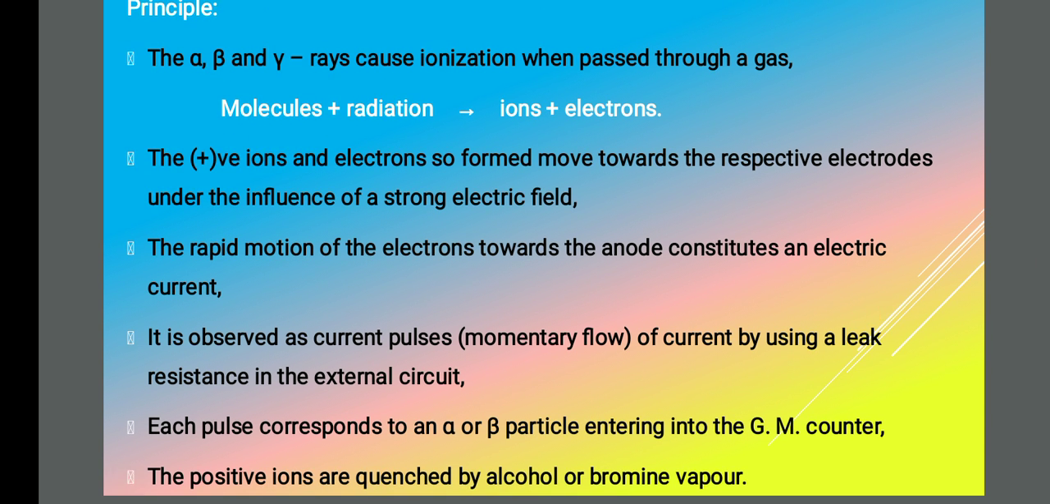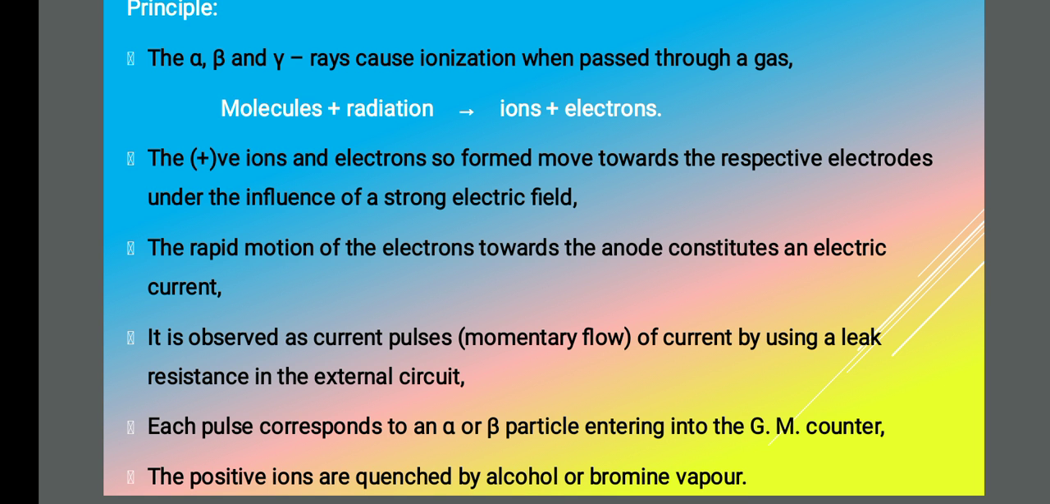Under the influence of strong electrical field, it's clear. So the rapid motion of the electron towards the anode constitutes an electrical current. So what happens is, electrons go towards the anode, because it is a positive charge electrode. When they go towards the anode, current will be produced. It constitutes an electrical current.